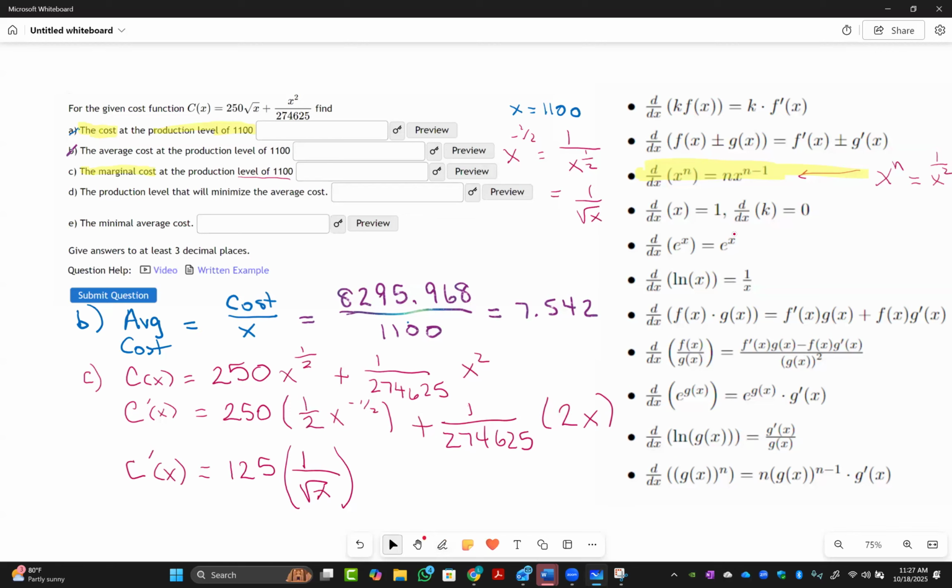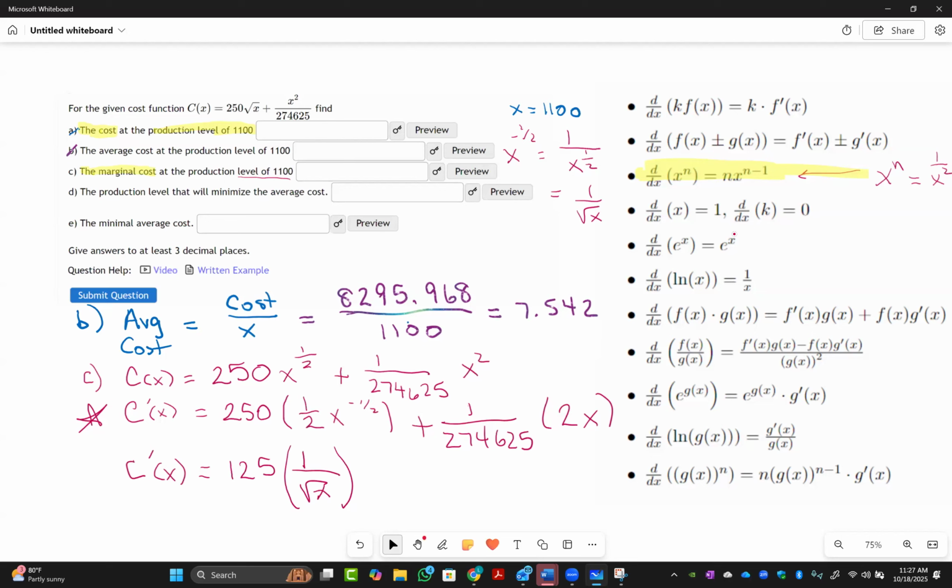Yeah, but I thought we were trying to get away from square roots. No, because we're going to put this in the calculator. We found the derivative. This is the derivative. If that's all we needed to do, we're done. But it's not. We have to say at the level of 1100, so you have to put it into the formula. Well, you don't have to, but when I put it into the calculator, it'll probably be easier.